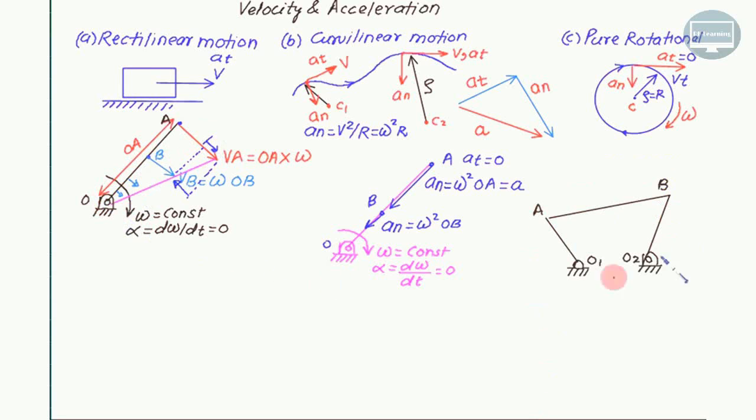For this 4-bar mechanism, the centers are represented by O1 and O2. This one is link number 1, this one is link number 2, this one is link number 3, and this one is link number 4. So is the motion of link O1A pure rotational motion? This one is pure rotational motion. Is the motion of link number 4, that is O2B, also pure rotational motion?